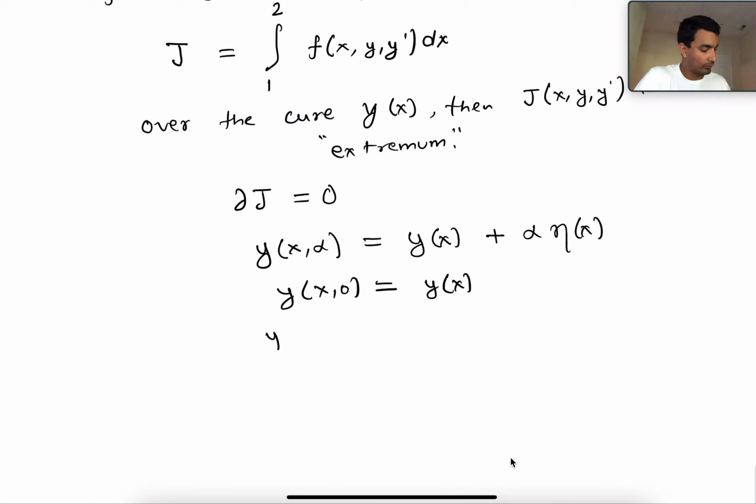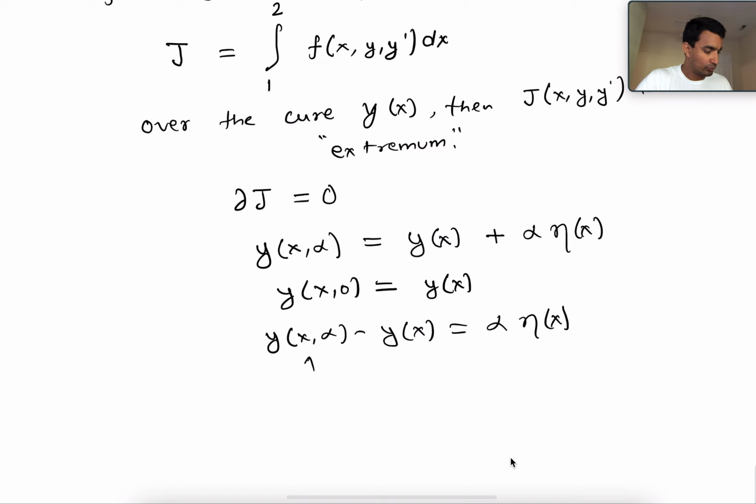When alpha is not equal to 0, then there is a difference. So we have y of x, alpha minus y of x equals alpha times eta of x. So eta of x essentially defines the difference between the new function that we have defined and the function that we are looking for, up to a constant alpha.